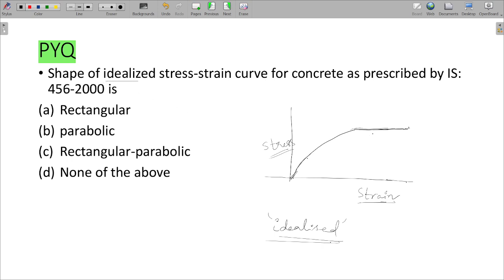Shape of idealized stress strain curve for concrete as per limit state method: it is rectangular parabolic. In working stress method it is linear, but in limit state method it is rectangular parabolic.